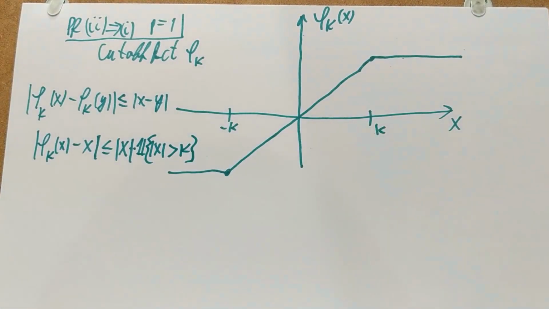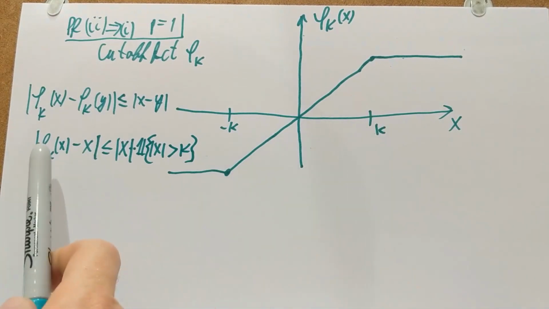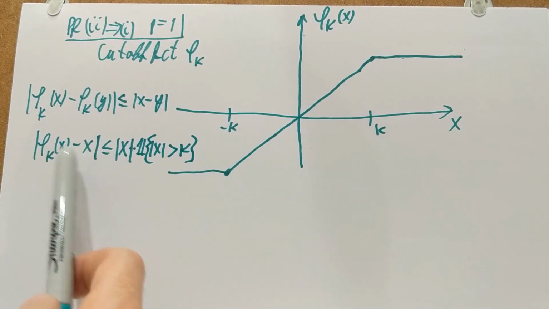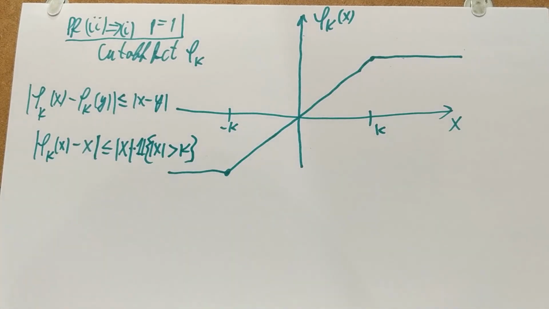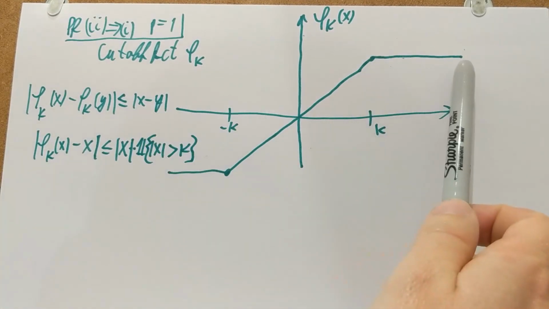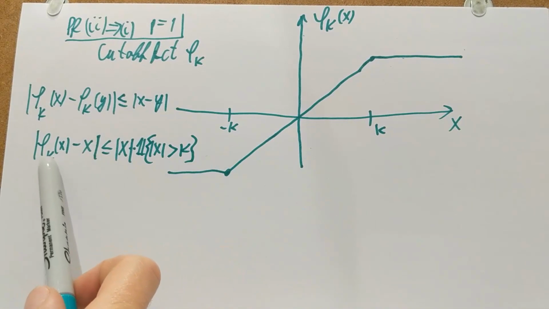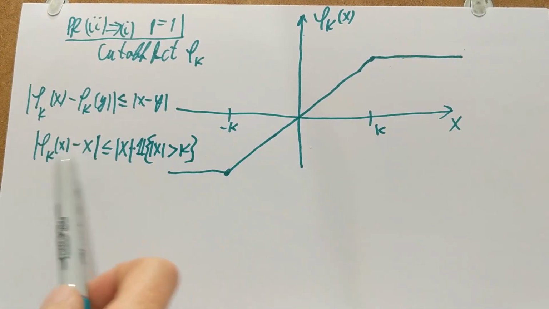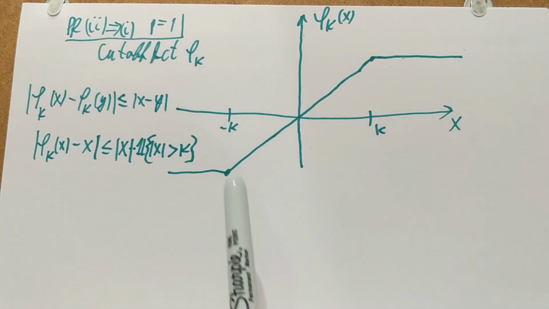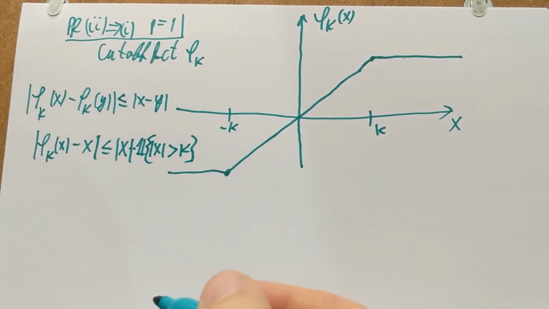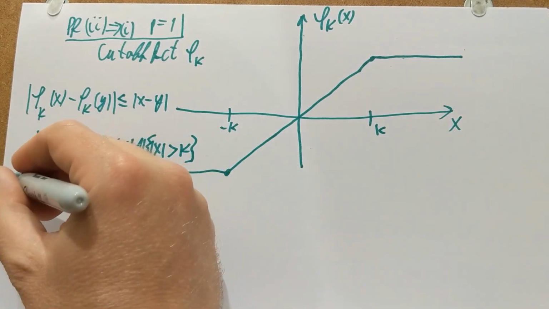So why is that? If x is between minus k and k, then phi of x is just identity. So phi of x minus x is 0. When x is outside this range, then if it's outside to the right, then the indicator is 1, phi is just k, so k minus x under the modulus is clearly smaller than or equal to the modulus of x on the right, and in a similar way it's smaller than or equal to the modulus of x on the left as well. So those are 2 simple facts about this function, and we're going to use these for proving LP convergence, L1 convergence actually. Okay, so let's start with the actual proof.